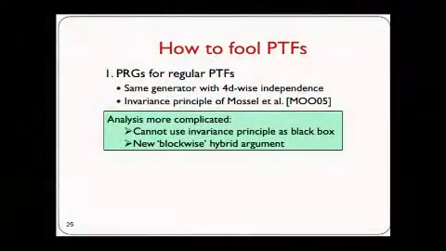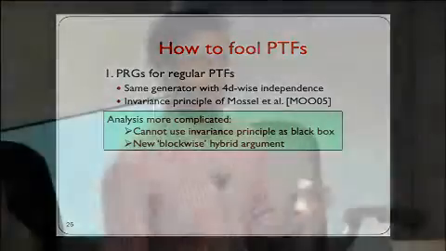Monomials involving variables from different blocks, right. So you need to do a lot more work. In particular, the analysis turns out to be much more complicated, and we cannot use the invariance principle as a black box. For the case of half-spaces, all we cared about was the statement of the Berry-Esseen theorem. We didn't look at the proof of the Berry-Esseen theorem, but for low-degree PTFs, we actually need to dig into the proof and adapt it to our generator by using a new blockwise hybrid argument.